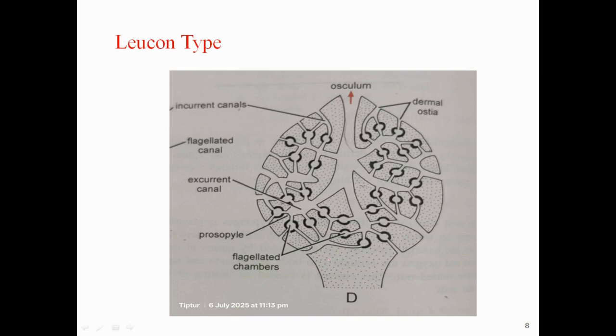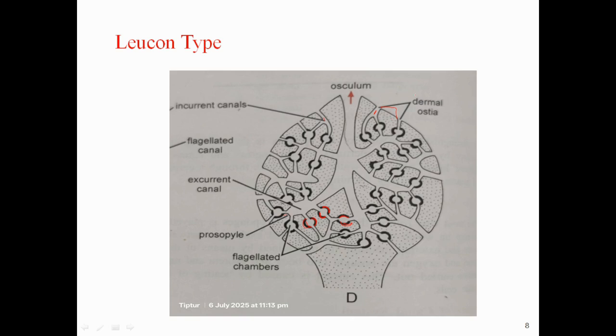We'll understand this type of water canal system with the help of the diagram. See here. Here are the dermal ostia. And here is the incurrent canal. Here are the prosopyles and flagellated chambers. These thickened spherical chambers are the radial canals or flagellated chambers. And this middle space, instead of the spongocoel, is an excurrent canal.